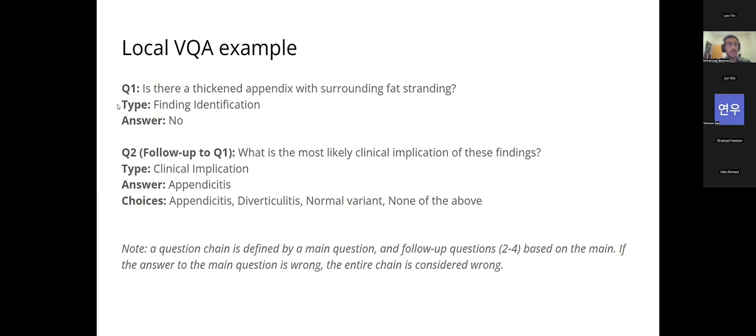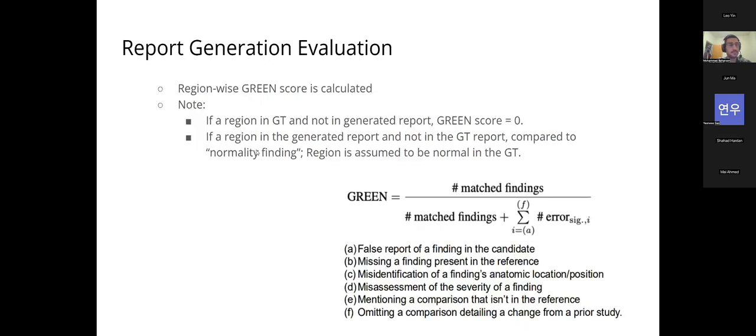So this is a follow-up to question 1, and then there can be multiple follow-ups to question 1. One thing to note here is that the most important question is the main question. If you answer this one wrong, then the entire chain would be considered wrong in the calculation of the final accuracy. And I'll talk more about the actual calculation of that in the upcoming slides.